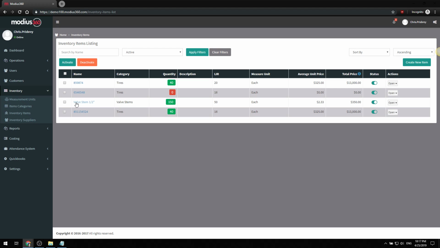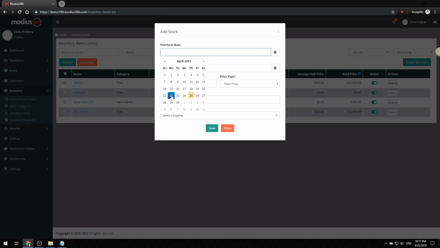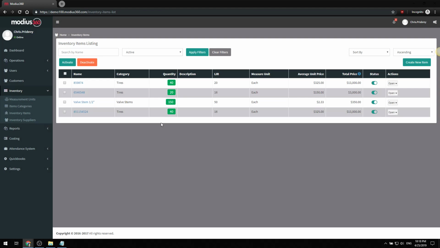And so again, you can see over here that we've now got 40, we've got 0 here, and we've got 150. The reason why we're red here is obviously because it's 0. So if we come through here again, we can just simply say add stock. Again, we pick a day, we say the days that it was $3,000 total price, and we bought 20 tires, BFG, save, and boom, we've got 20 items. And so hopefully that helped you understand how you add stock.